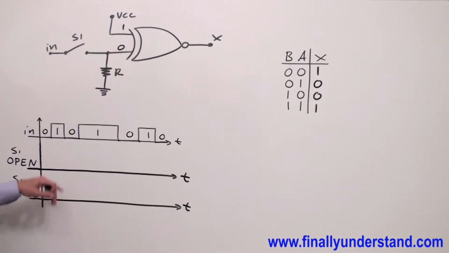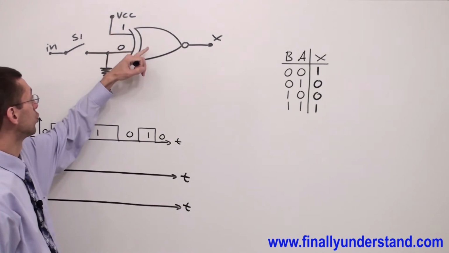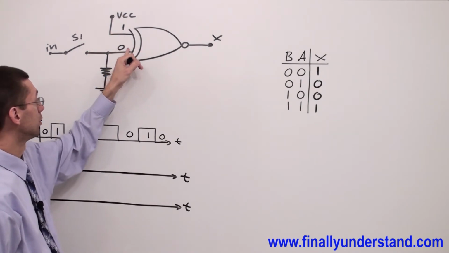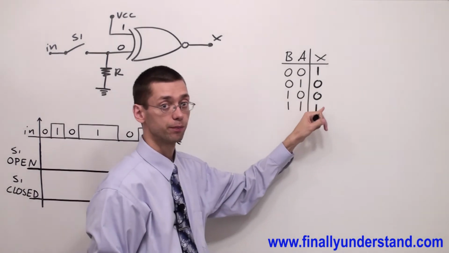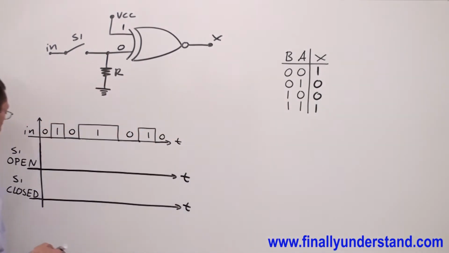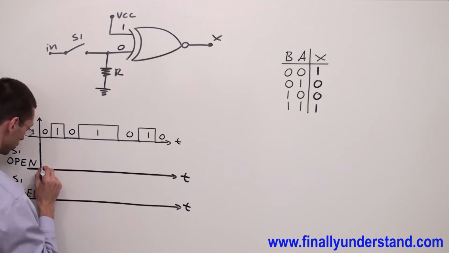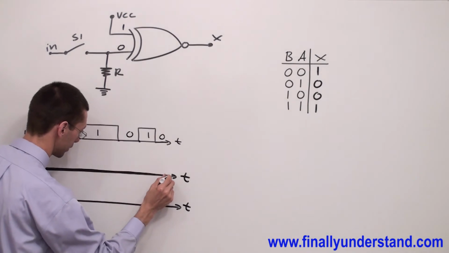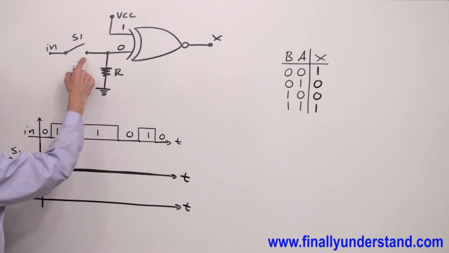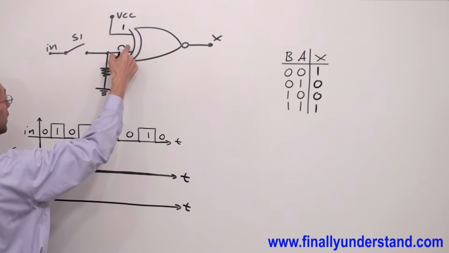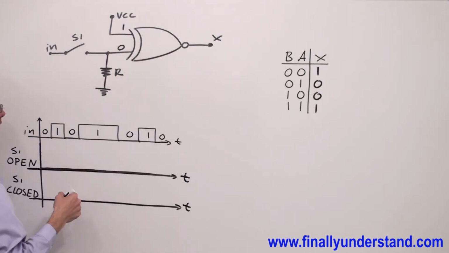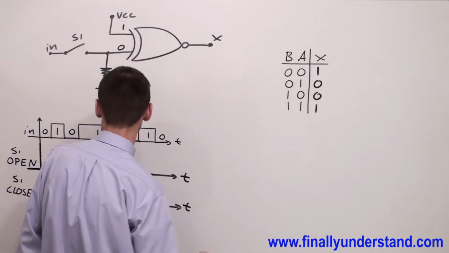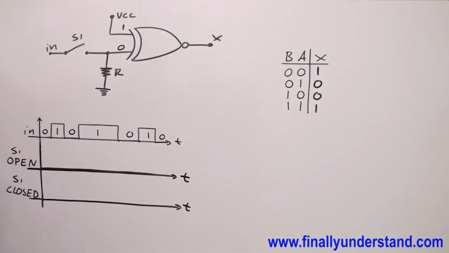So 1 exclusive NOR 0 gives me 0. That's why I'm not going to perform any long analysis, just simply draw logic 0. Okay, because the switch is open and I have just 1 and 0 at the inputs, that's why the output is logic 0. So I'm finished with the first part of my problem.